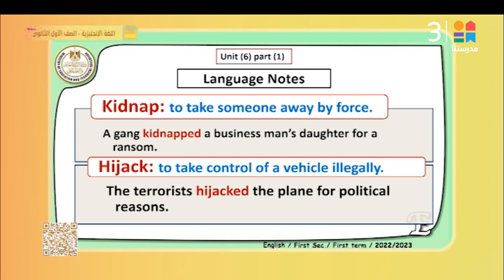What about the word hijack? It means, again, to take control of a vehicle, of a plane, of a train, of a car, and so on, of a ship. So we can say the terrorists hijacked the plane for political reasons. They hijacked the plane means they took the plane by force, they took control of the plane, and they asked for political reasons.